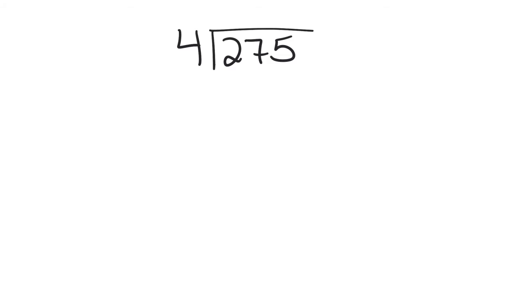Okay, let's try one with a remainder. I'm trying to figure out how many times 4 will go into 275. How many times will 4 go into 27? I know that 4 times 7 is 28, but that's too much. So that means I need to go down to 4 times 6, which is 24. This is really important that you have your multiplication facts down because it makes life a lot easier in math class.